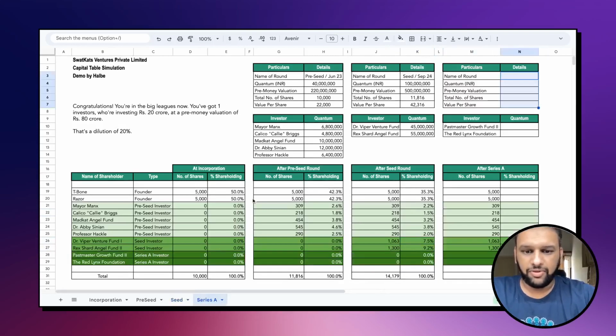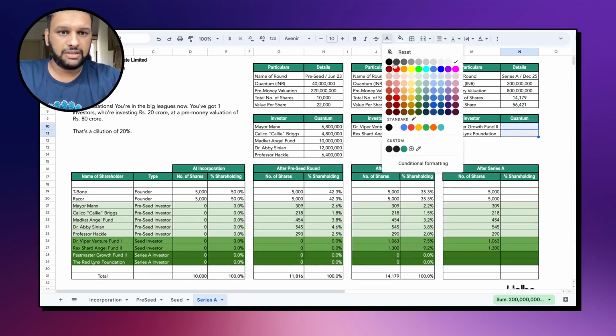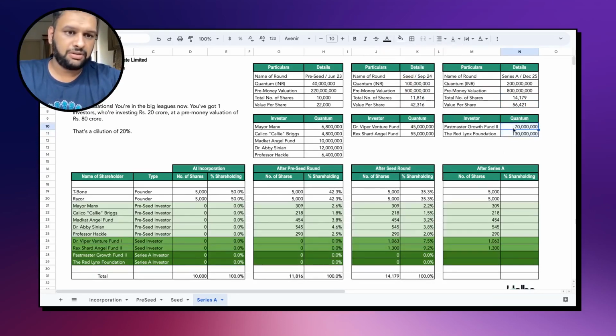Now let's move on to Series A. You're in the big leagues now. You've got two investors investing about 20 crores at a pre-money valuation of 80 crores, dilution being 20%. Remember, you've done a pre-seed and you've done a seed round, so those capital tables remain the same. This is where you have to look at the fact that your total number of shares in the previous round was about 11,816, but now is going to be 14,179 for the sake of calculation. Your value per share was 42,000 rupees in the previous round. Now it's 56,000 and change. Your investors who are investing about 20 crores are putting in 7 crores and 13 crores each. And now after all of this, your cap table is going to look like this.